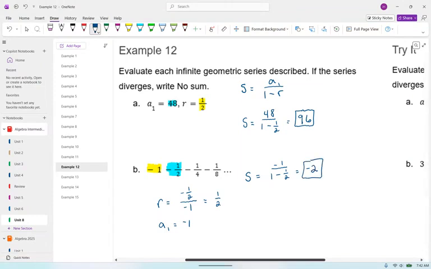And so, guys, that's it. That's how we do our infinite series. If needed, we find our common ratio, make sure it does not diverge, find our first term, plug it into our equation, and it'll give us our answer.